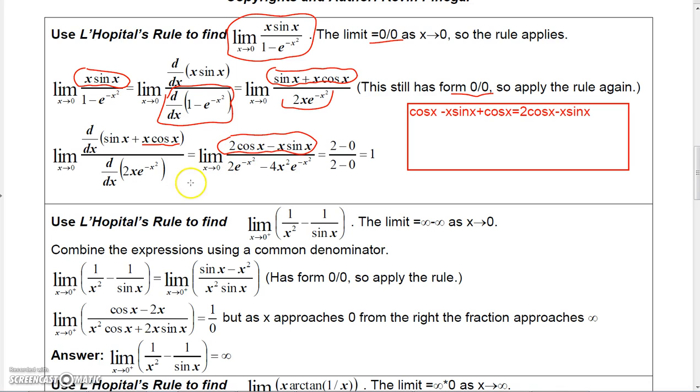And then also, if you do the product rule here, I'll let you do that. Do the product rule with 2x being your u function and e to the negative x squared being your v function, and you're going to get this expression.